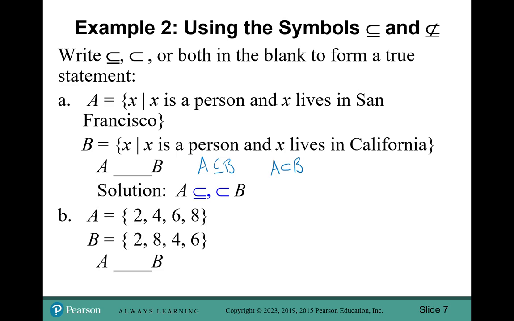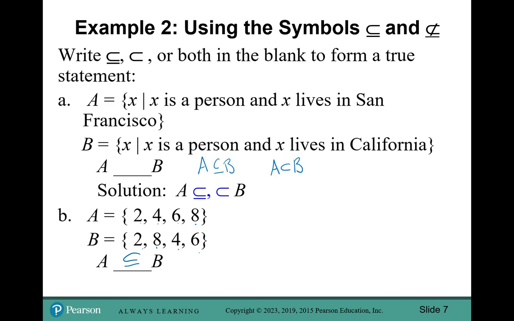A is 2, 4, 6, 8. B is the set 2, 8, 4, 6. Is A a subset of set B? Well, is every element of A in B? Yeah, there's a 2 here, there's a 2 here, there's a 4 here, a 4 here, 6 here, 6 here, 8 here, 8 there. So A is a subset of set B, no doubt.